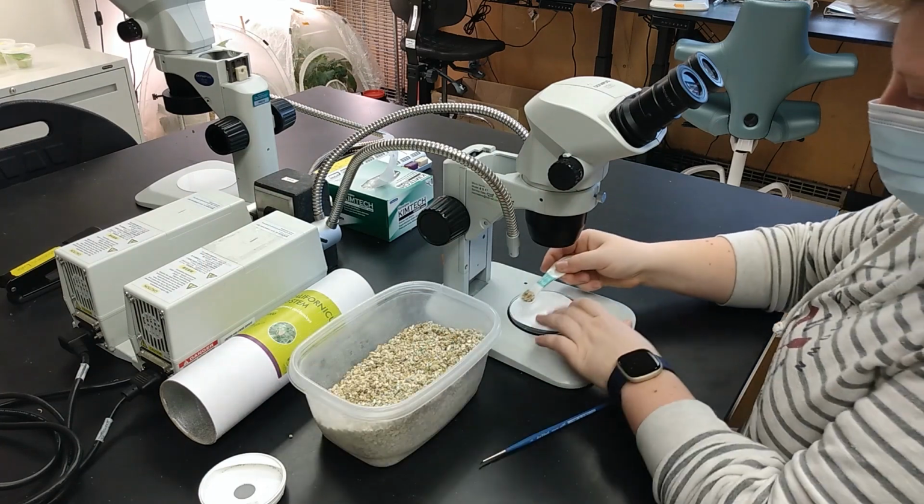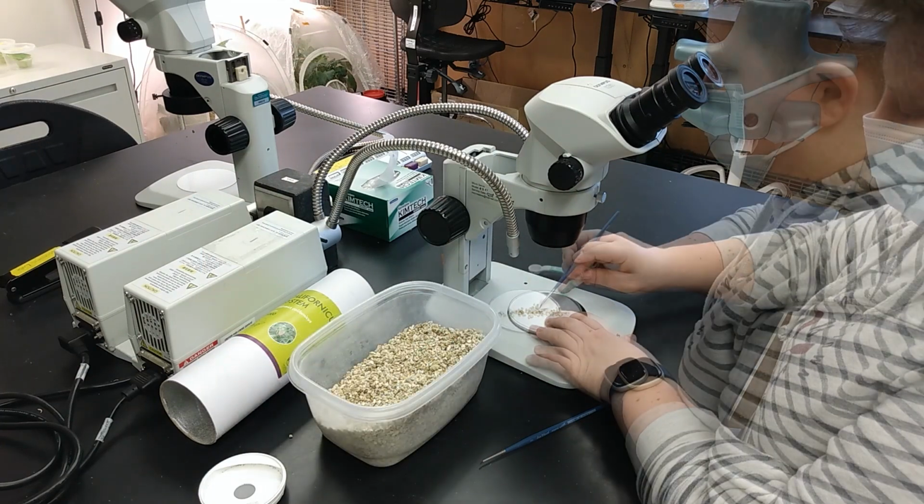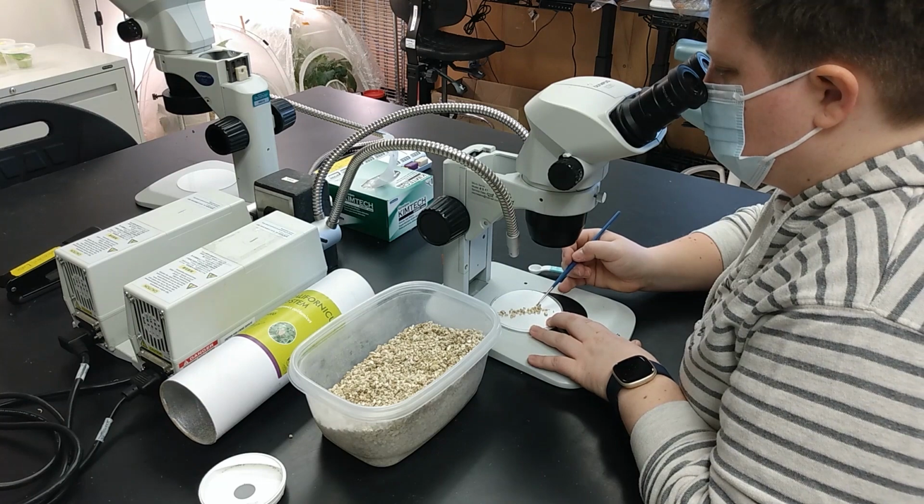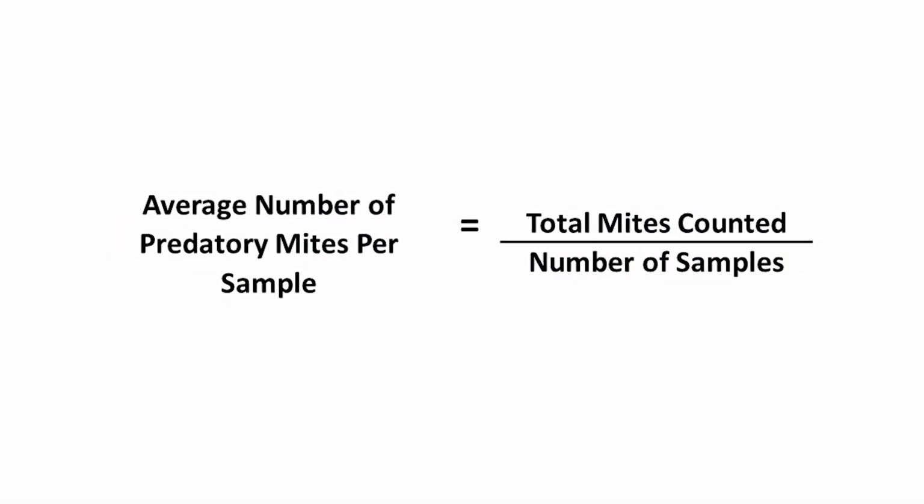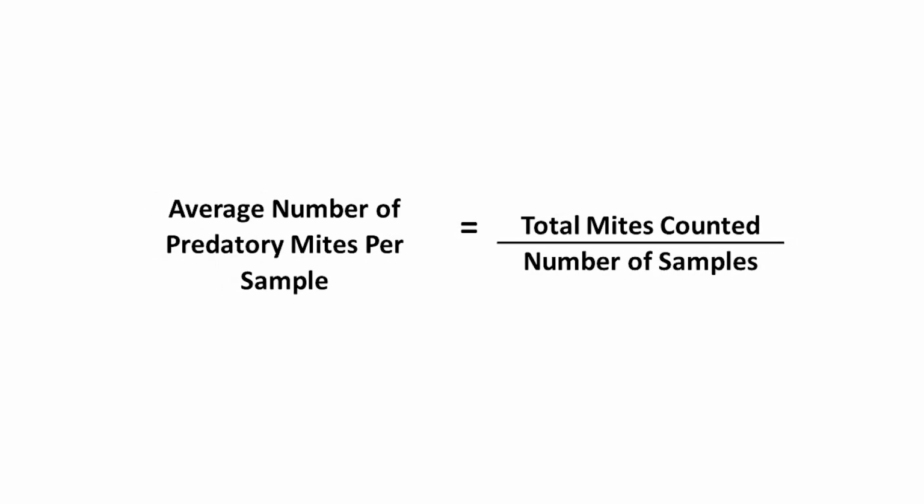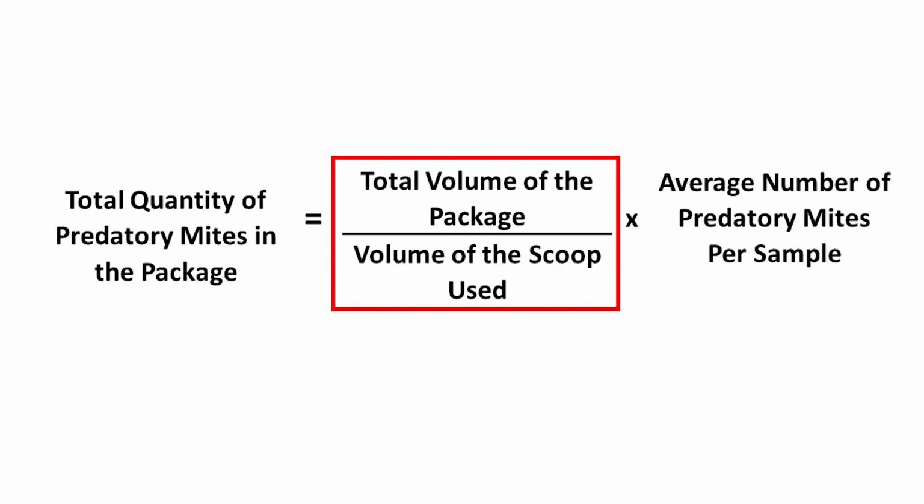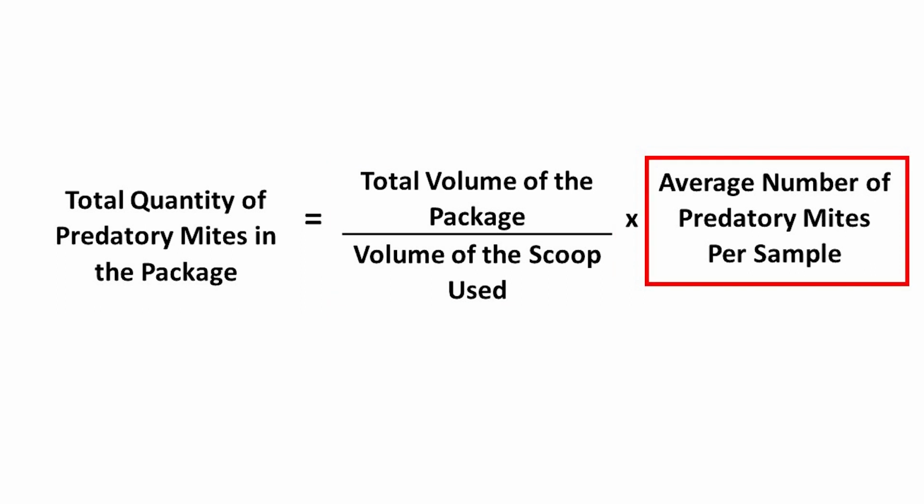Repeat this step for at least 3 samples taken from random portions of the container, recording the counts on your record sheet. Calculate the average number of predatory mites you found per sample, and estimate the total quantity of predatory mites in the package. To determine this, divide the total volume of the package by the volume of the scoop. Then multiply this by the average number of predatory mites in the samples you counted. You can find a link to a PDF showing the calculations in the video description below.